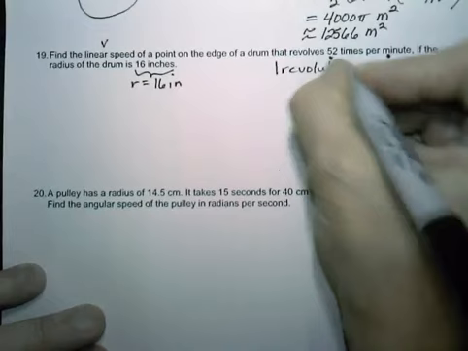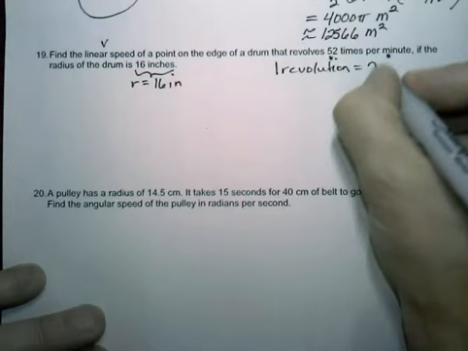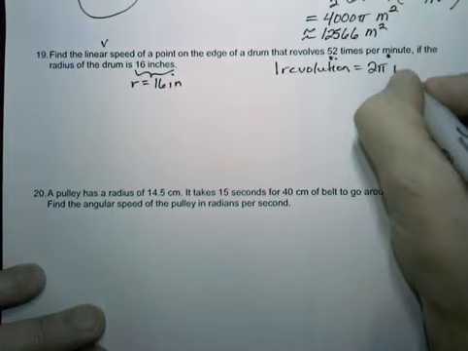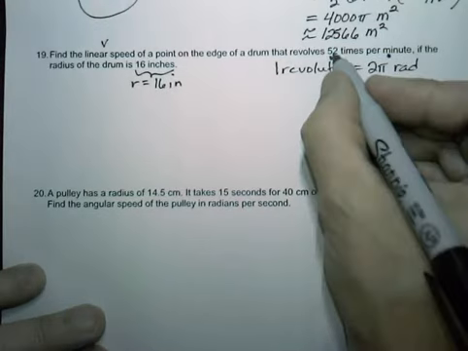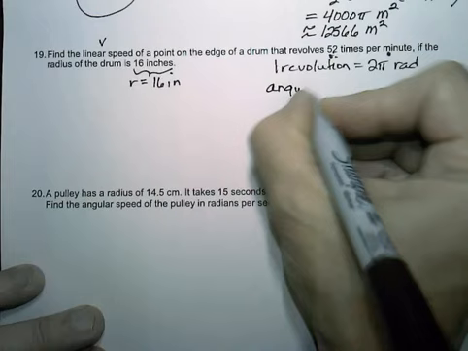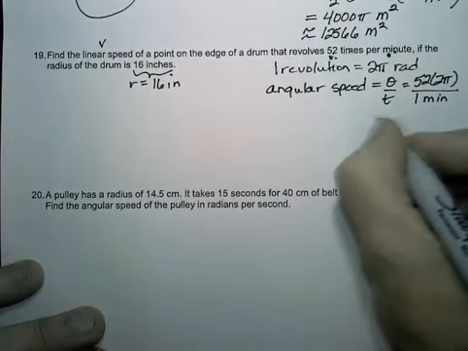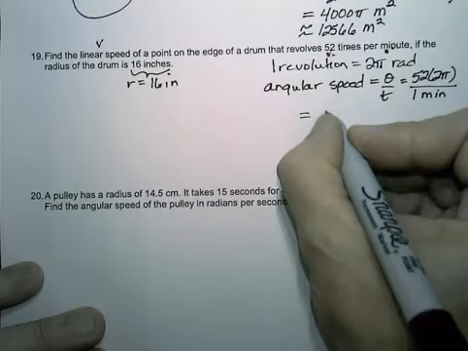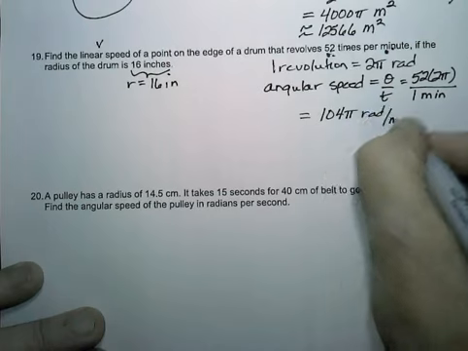Remember, 1 revolution, when we're talking about angles, is 2 pi radians. Our angular speed, which is theta over t, is going to be 52 times 2 pi. That's our theta. Our t is going to be just 1 minute, since it said per minute. That's going to simplify to 104 pi, and this is going to be radians per minute. Now what we're trying to find is the v.